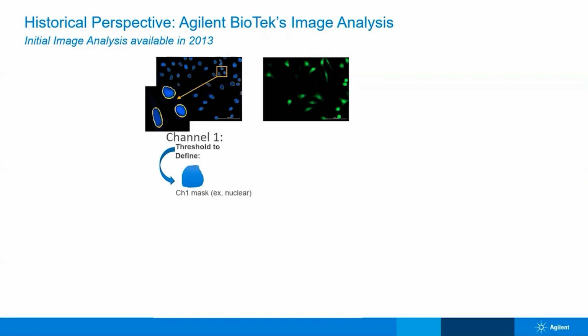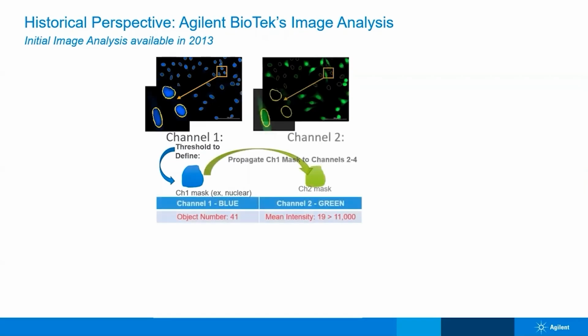First, we would threshold the DAPI image to find all the nuclei. Second, the masks created from channel 1 are then overlaid onto channel 2. Now, if you simply tried to identify cells by thresholding this channel 2 image, many of those cells would not be identified because there's no GFP signal. So by doing it in this twofold fashion, you can establish that there are 41 total cells in channel 1, and then you can count how many cells in channel 2 are expressing GFP. In this case, 19 of the 41 cells.